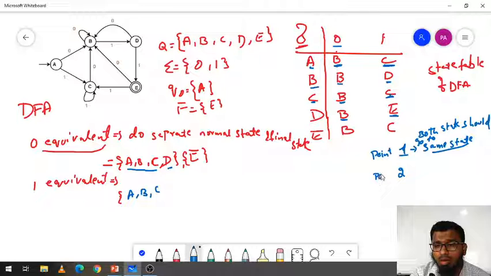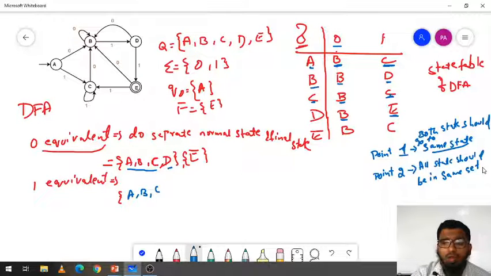Point 1, point 2. Here, what is in the point 2? All states should be in the same set. Okay, should be in the same set.